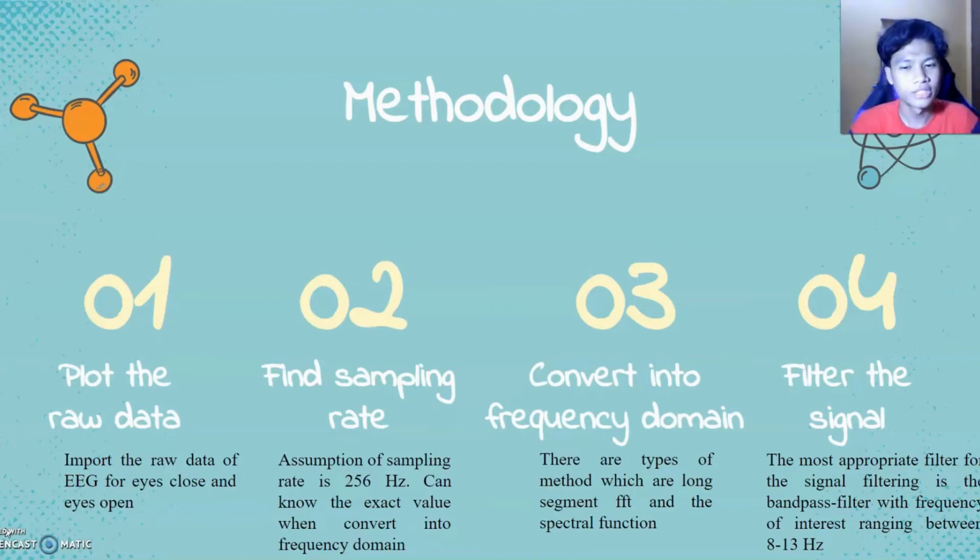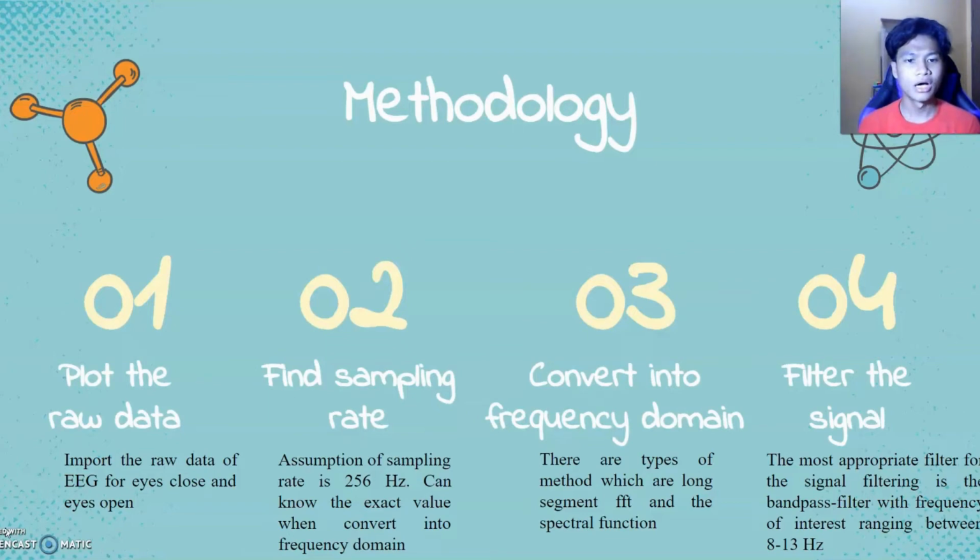Second, we need to find the sampling rate. First we make the assumption, which is 256 Hz, and then we convert the data into the frequency domain. Based on the frequency domain, we can know the value of the peak, and when we know the value of the peak, we can know the exact value of frequency. After I tested with 256 Hz, I get 50 Hz of artifact noise. Is it true? Yes, because the electrical noise in Malaysia is around 50 Hz, so it's correct to use 256 as the sampling rate.